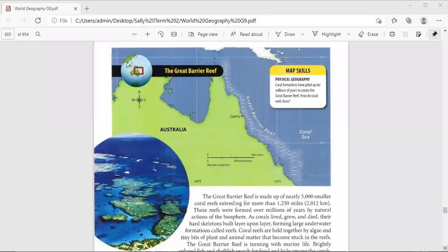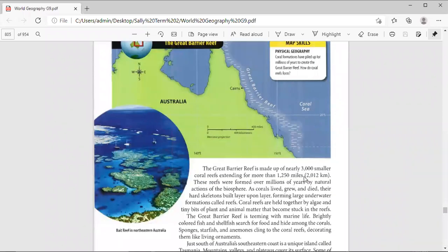Again, we said that the Great Barrier Reef is made of nearly 3,000 smaller coral reefs. These coral reefs have been formed over millions of years, but can you tell me how? When the corals grew and lived, and then they died, the hard skeletons built layers. Yes. Again, who can repeat the answer, please? Thank you, Hannah. Welcome.